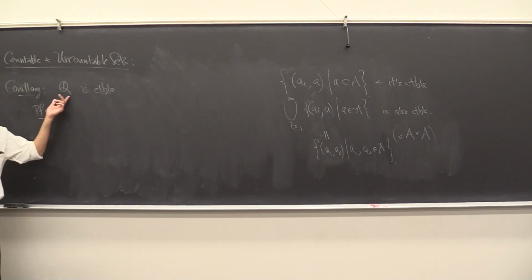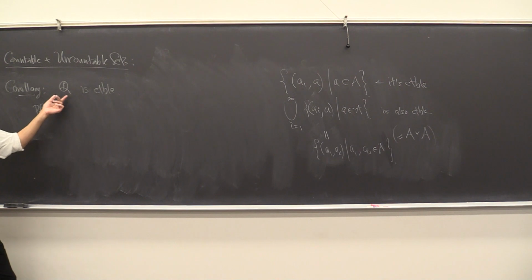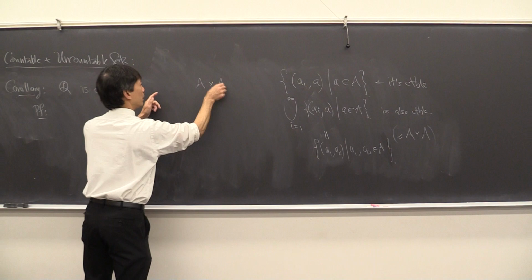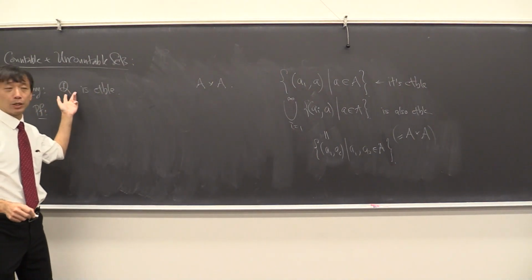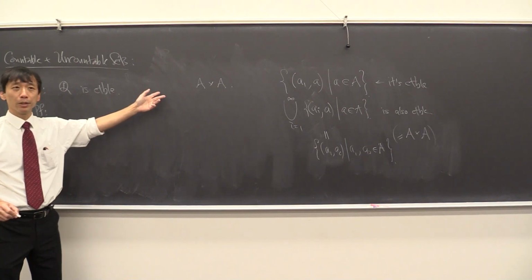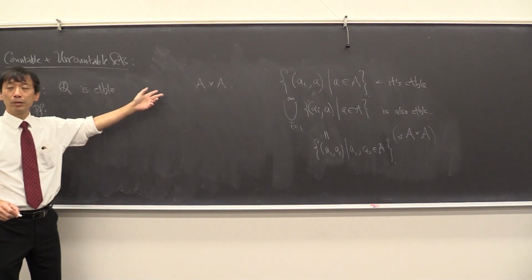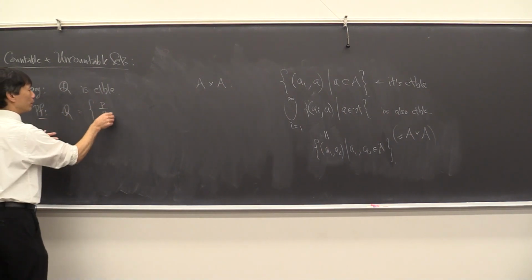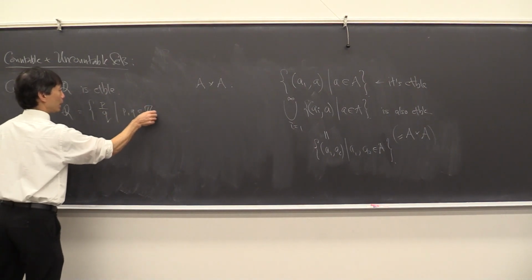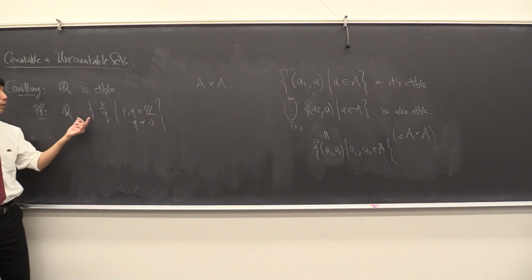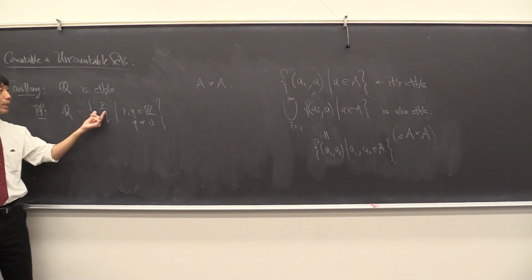anybody see how we would get this? What does this have to do with the last statement about Cartesian products? Can you take Q and make it look like a Cartesian product of countable sets? What's Q? Q is, remember, things of the form p over q, where p and q are integers, and q is non-zero, right? So what can we do here? Anybody see what we should do?